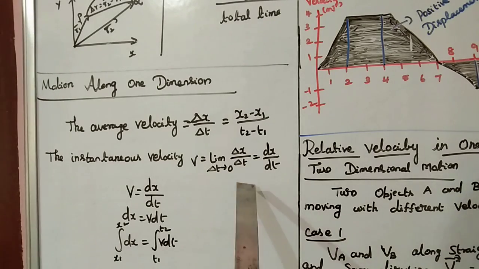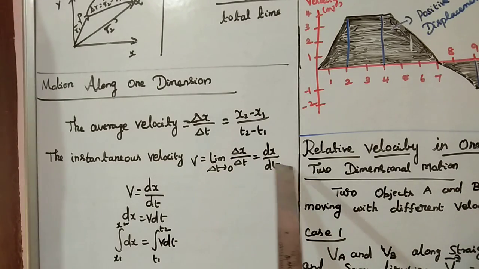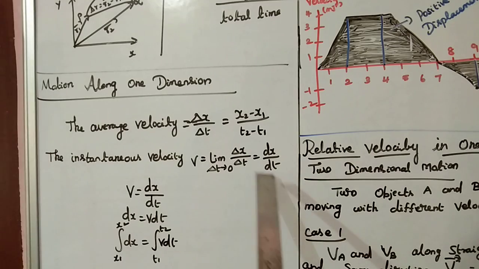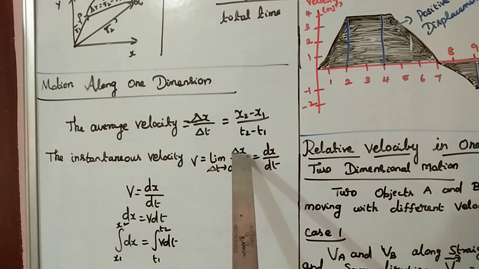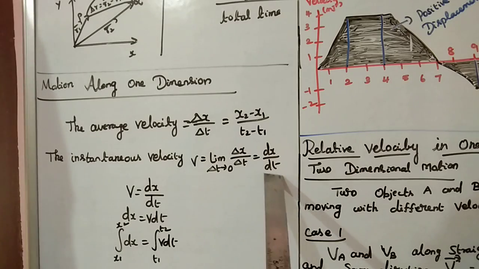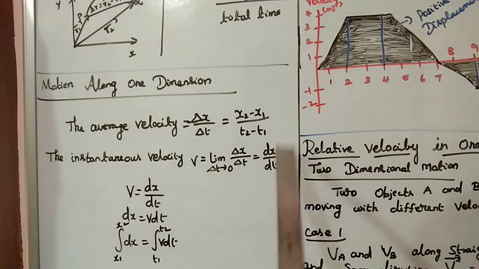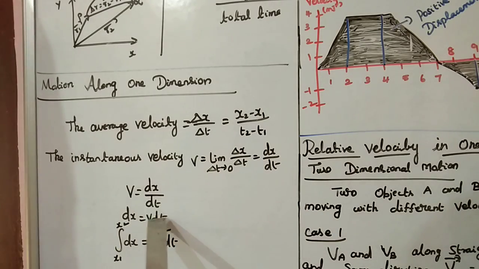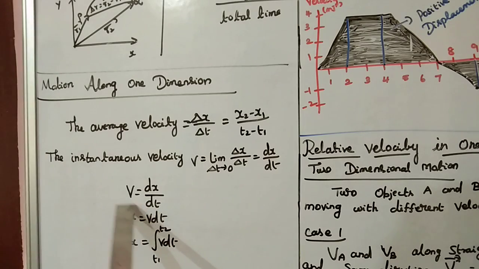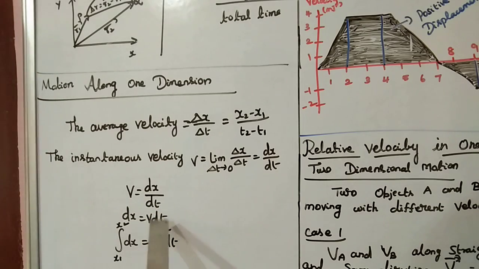This delta x by delta t is always written as dx by dt. Delta means difference, so delta t becomes dt. This is equal to velocity. So v equals dx by dt. Now we cross multiply this, v dt. So dx equals v dt.